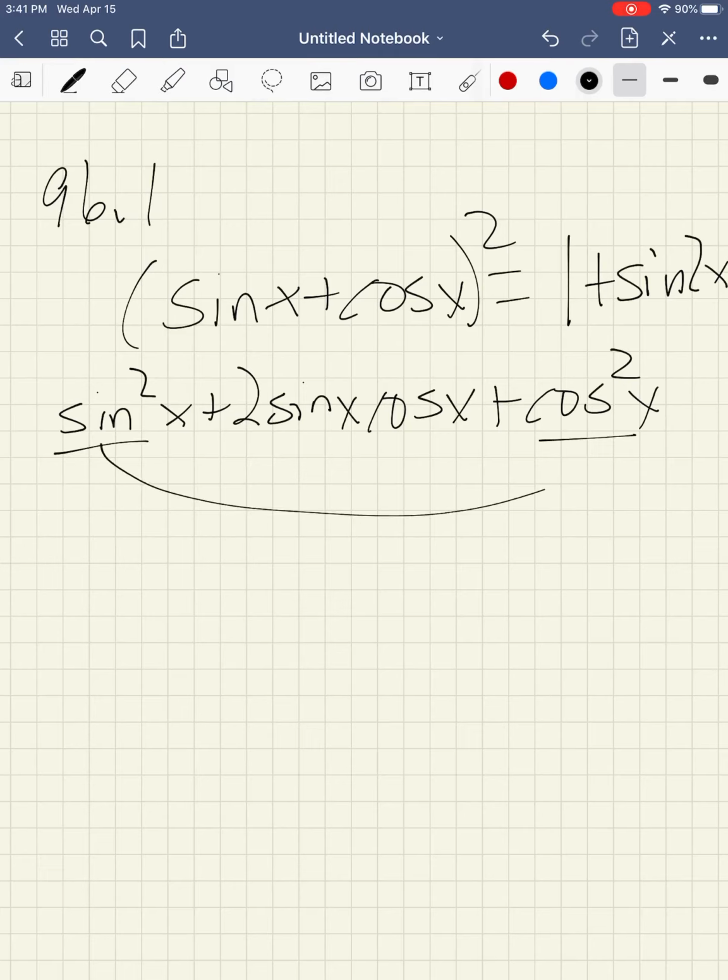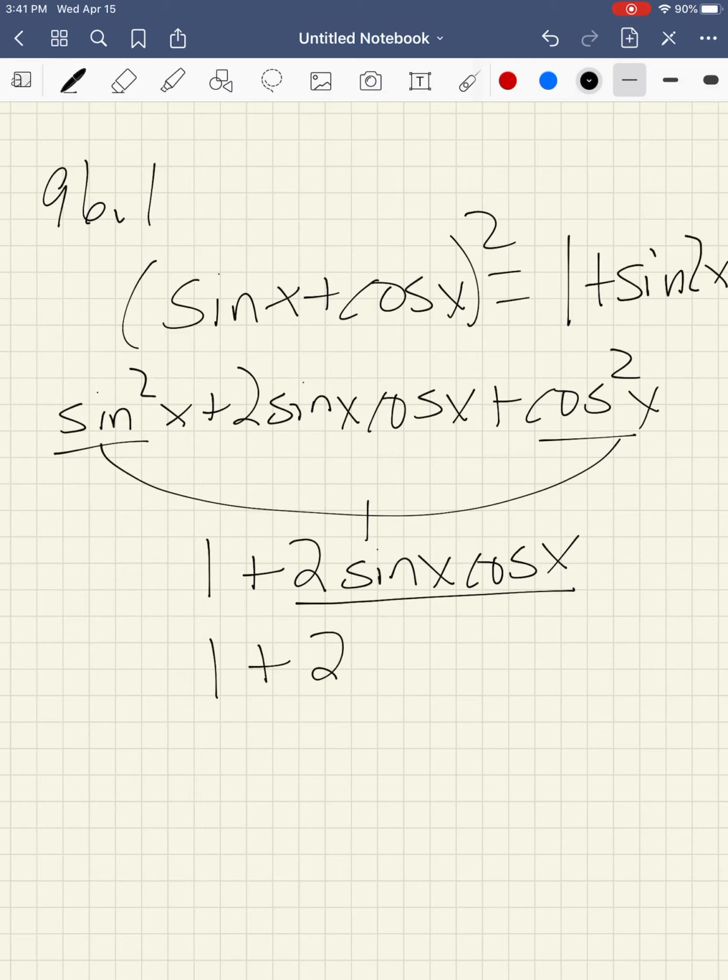Sine squared plus cosine squared is 1. So now we have 1 plus 2 sine x cosine x. Well, I want you to look at your identity for sine of 2x and tell me what it says. It says the identity for sine 2x is 2 sine x cosine x, isn't it? So this is the same as sine of 2x. So we just proved that.